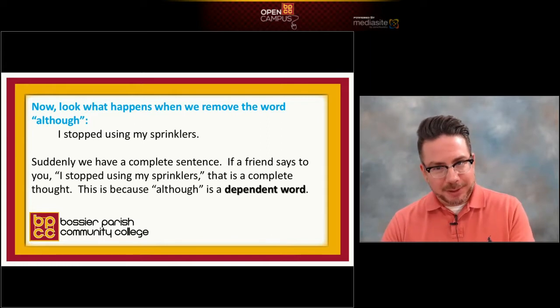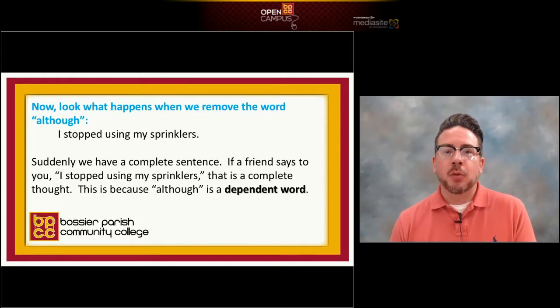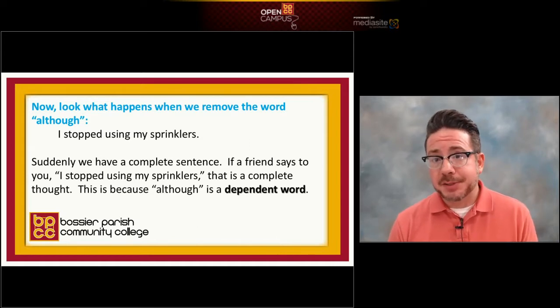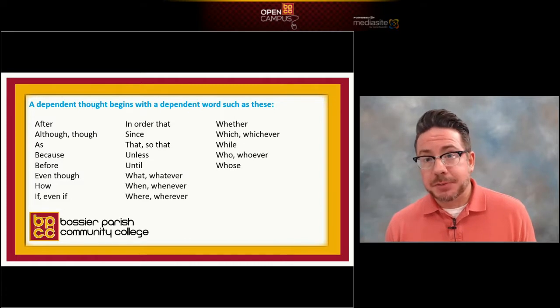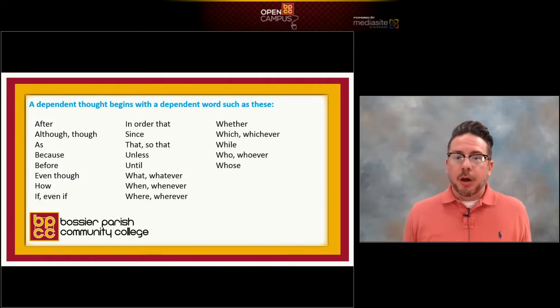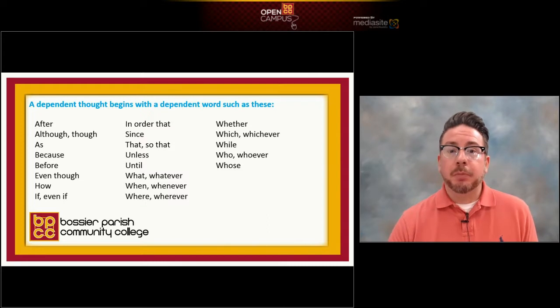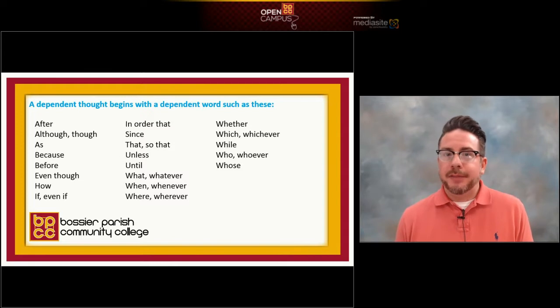Now, I want to show you something interesting, though, about this type of fragment. What happens when we remove the word although? What we're left with is, I stopped using my sprinklers. Suddenly, we have a complete thought. We have a complete sentence. If a friend says to you, I stopped using my sprinklers, that is a complete thought. They're not left hanging. And that's because although is what we call a dependent word. When you place a dependent word in front of a simple sentence, we get a fragment. And that particular kind of fragment is called a dependent thought.